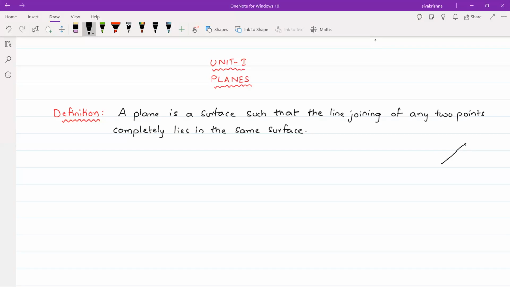Once again I am repeating, we have to consider any 2 points on that particular surface. Then if the line joining those 2 points completely lies on the surface, we say that that particular surface is a plane.